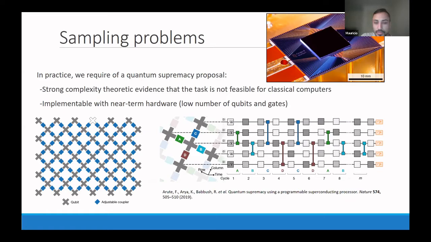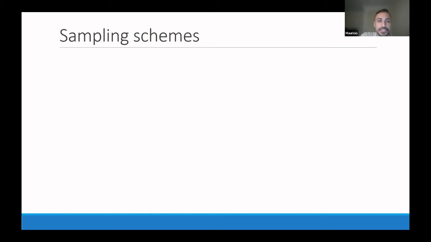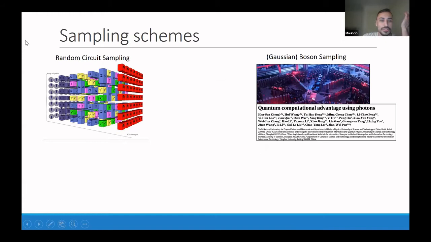So there have been many sampling schemes created, not only Google. One is the random circuit sampling that I just mentioned. And the other one is boson sampling, and its near cousin Gaussian boson sampling, which was also recently performed. Now, boson sampling is based, as it says in the name, on photonics. And basically the idea is the same. You also always have your reference state, some random circuit, and then you sample from it, which is going to be hard to simulate.